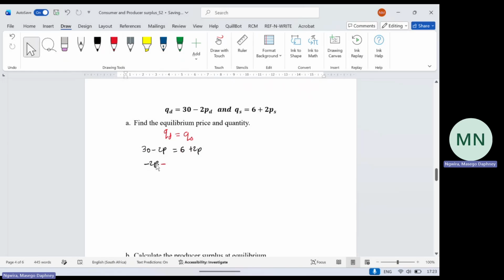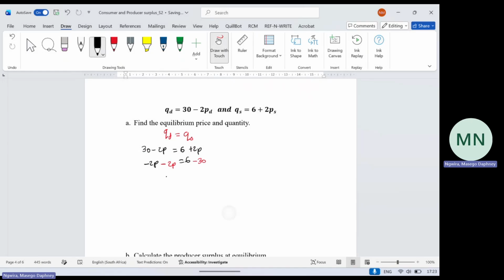So this is the 1. If I take this one to the left, it's going to change from positive to a negative. So I'm going to have a minus 2p and then equals to 6. And then 30, when you move it to the right-hand side, becomes a negative 30. So this is a negative 30, right?